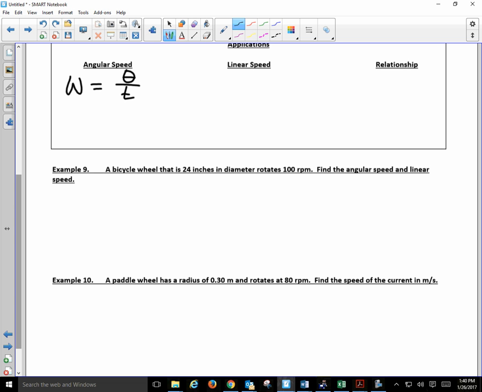So a bicycle wheel is 24 inches in diameter and rotates 100 rotations per minute. Find the angular speed and the linear speed. We're going to do the linear speed in meters per second and the angular speed in radians per second.